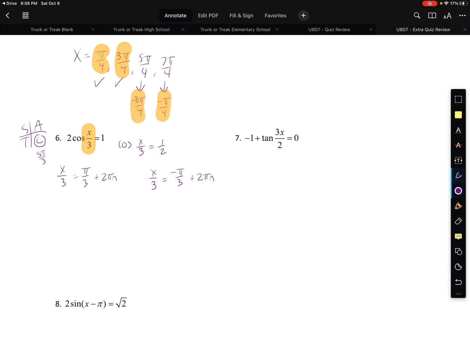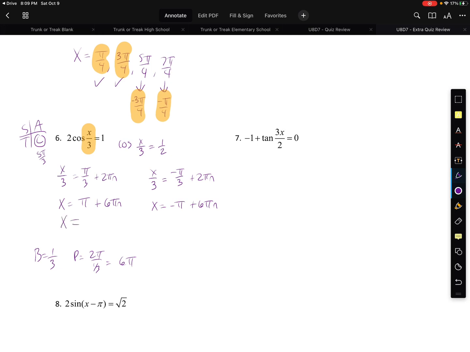Okay. So we multiply everything by 3. X equals pi plus 6 pi n. X equals negative pi plus 6 pi n. Right? And understanding that if the b value is 1/3, the period, 2 pi divided by 1/3, is 6 pi. This is an extremely long curve. Right? So we're used to our curve taking place between 0 and 2 pi. This is totally stretched out.